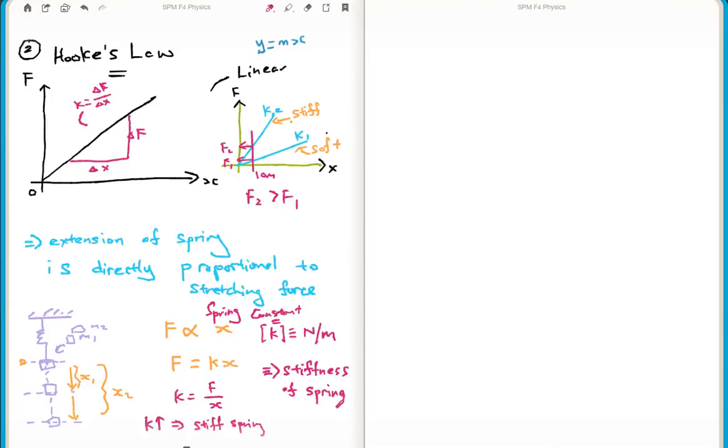So which one is stiff? Therefore K2 is the stiff one. K2 is actually the stiffness, by looking at the gradient. By looking at the gradient, you are able to tell which spring's extension will be longer. So that's the key.